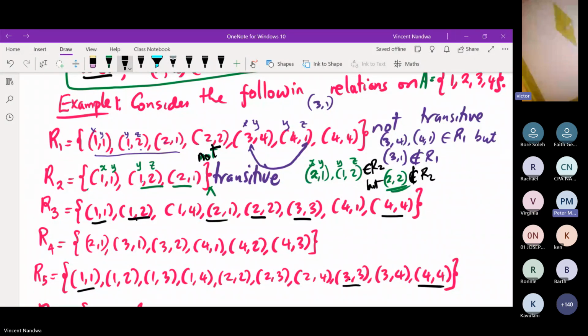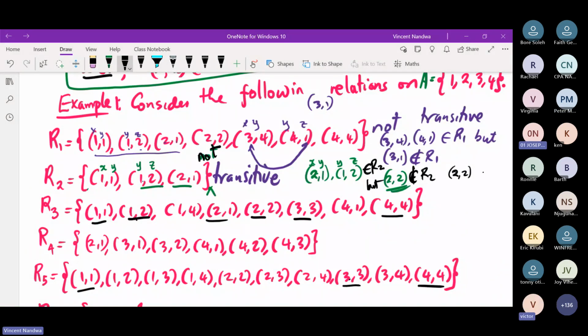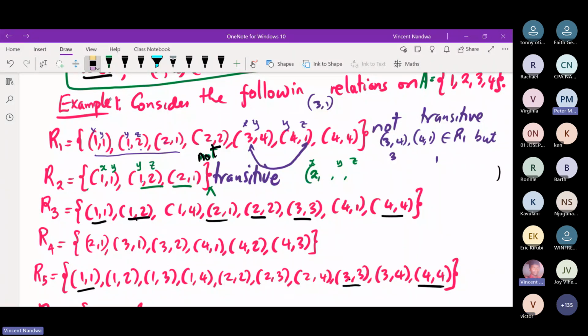Okay, 2,2 and 3,3. So 2,2 and 3,3 cannot be related. Remember, we need to relate x, y and y, z, and then have x, z. So 2,2 and 3,3 can't be related, those two pairs. So that cannot be a reason to say the relation is not transitive because of 2,2 and 3,3.